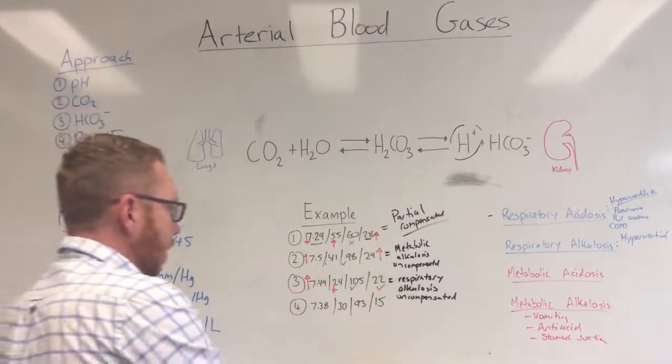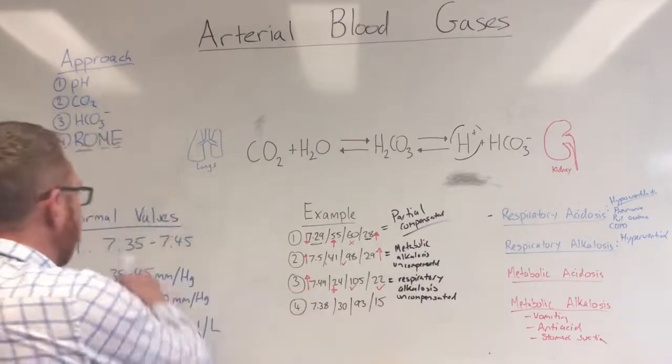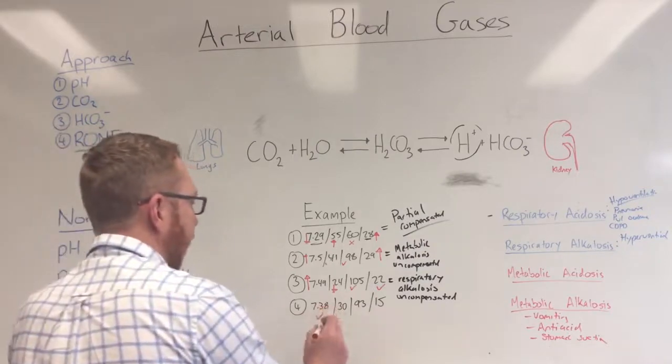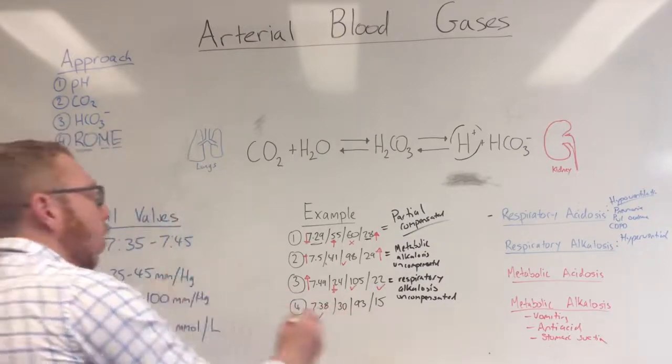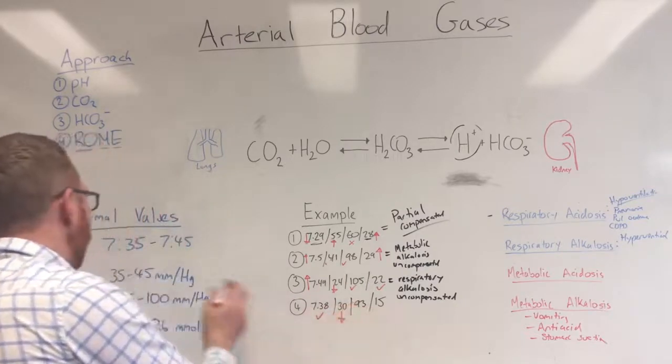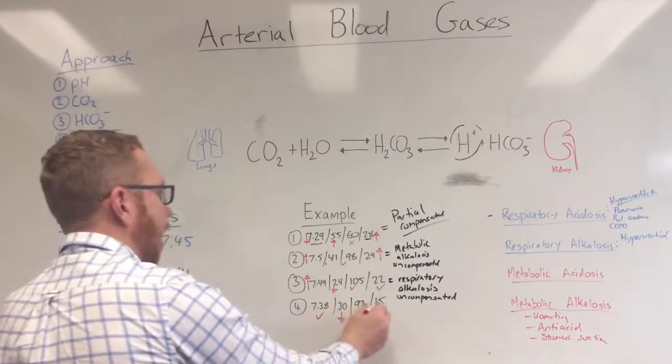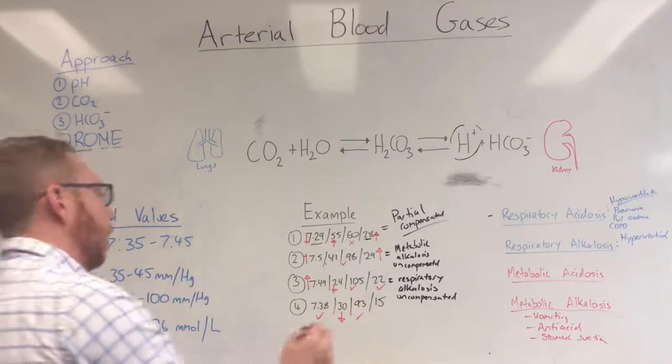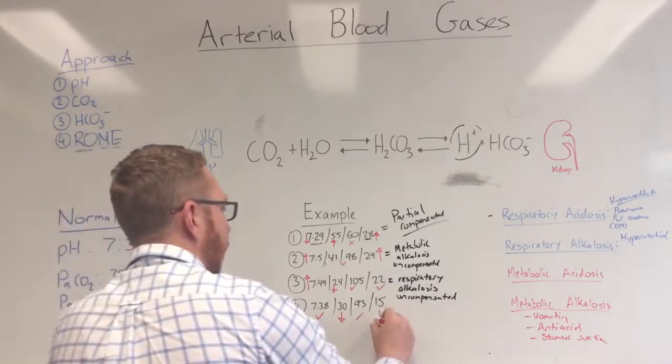Finally, the last one is 7.38. So this is normal, so that's a tick. 30, that's low, so that's actually a low. 93, that's good. And 15 is very low, so this is down.